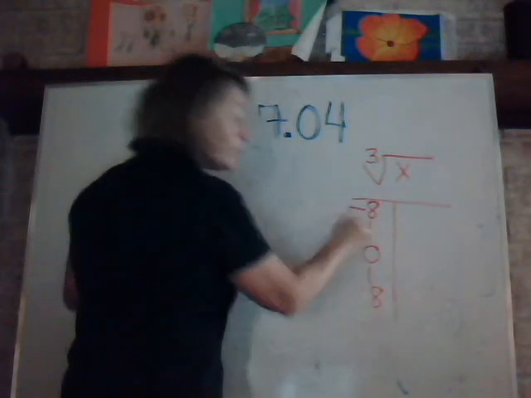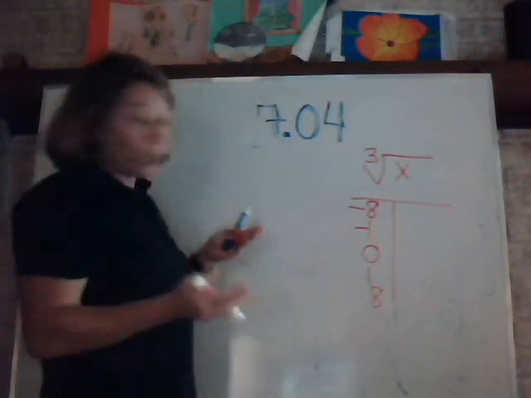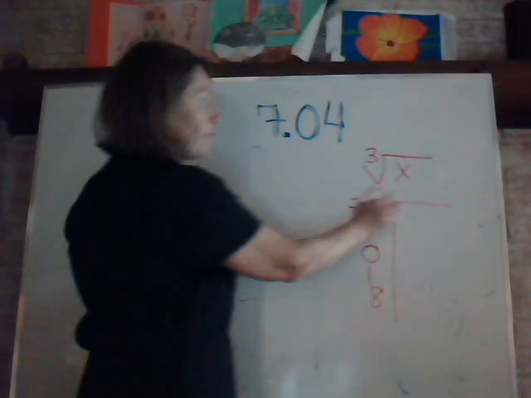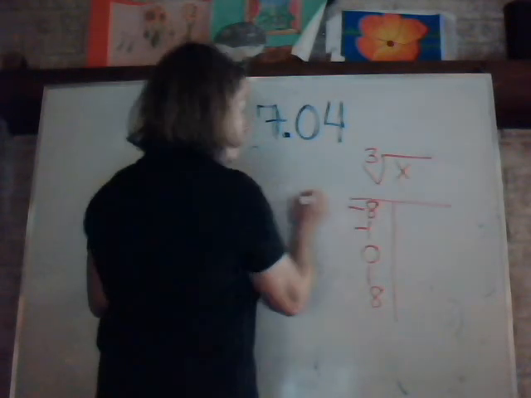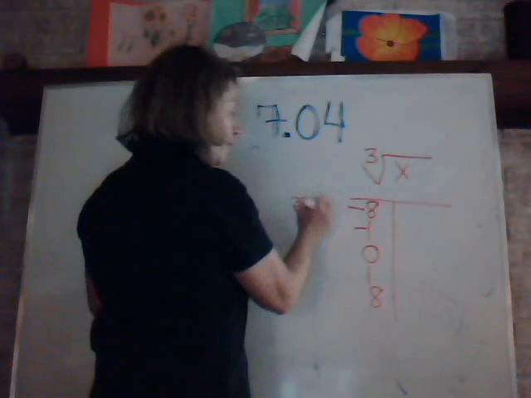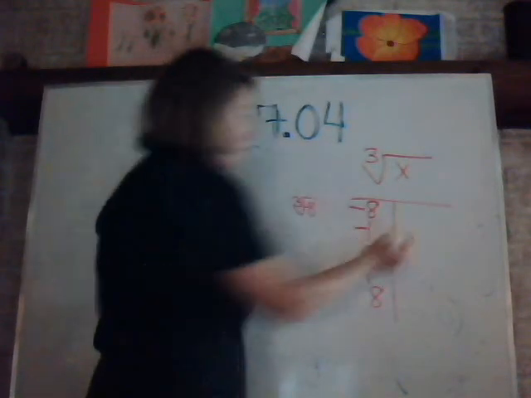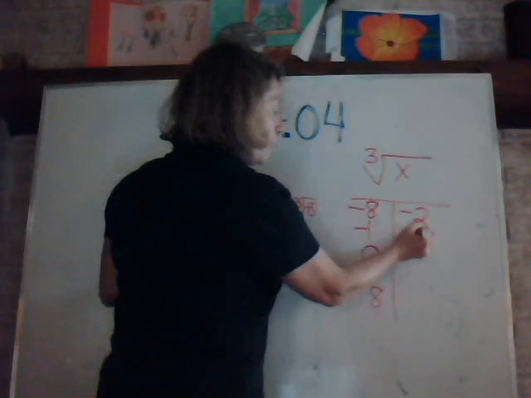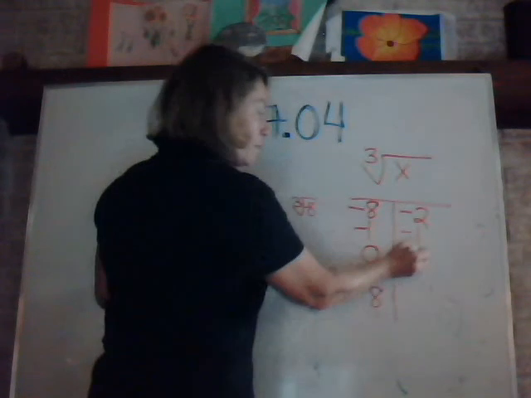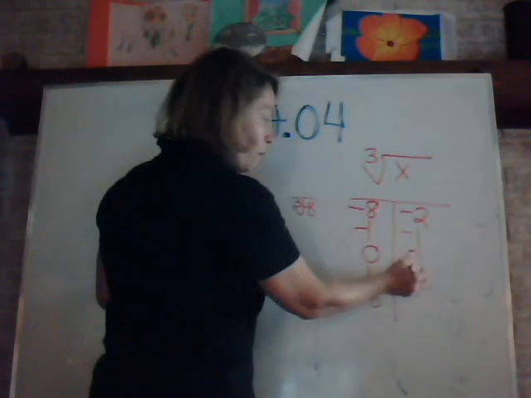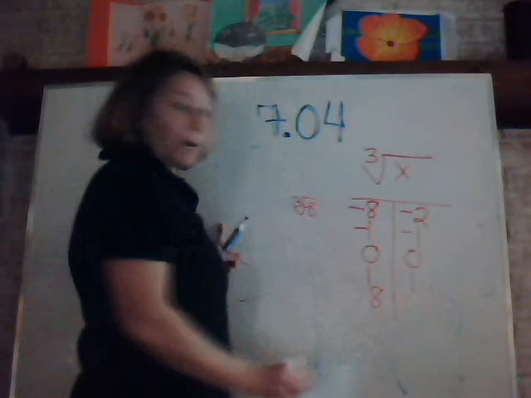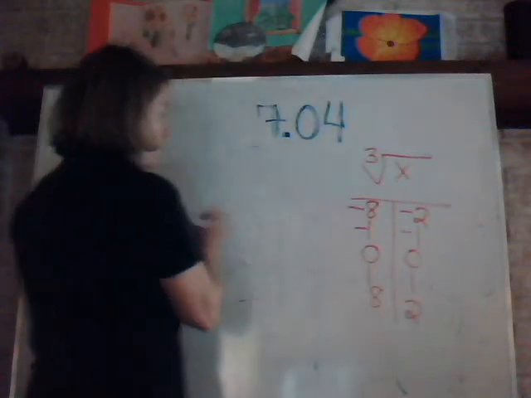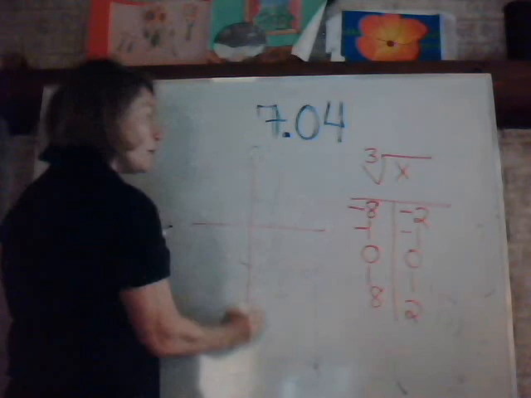The reason I chose these numbers is they're perfect cubes, aren't they? Because the cube root of -8, what times what times what is -8? And the answer is -2. The cube root of -1 is -1. The cube root of 0 is 0. The cube root of 1 is 1. And the cube root of 8 is 2. So you can create a graph just of those numbers.